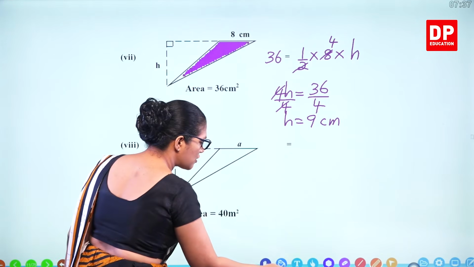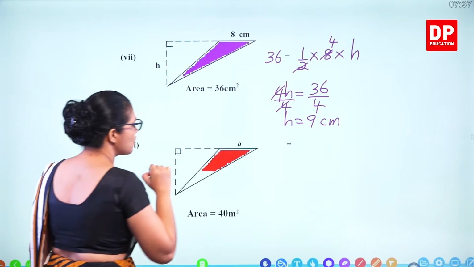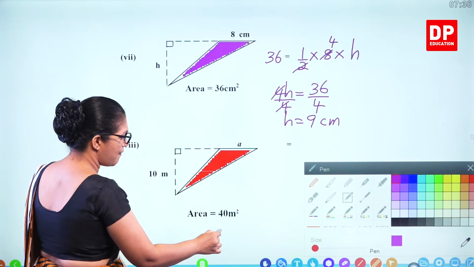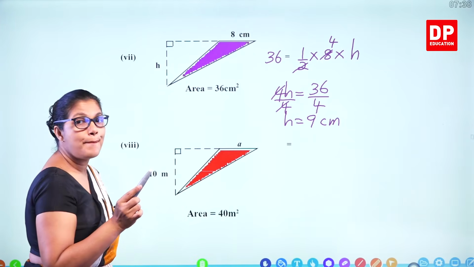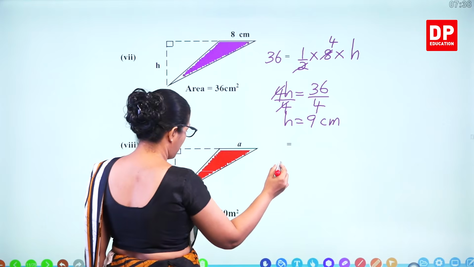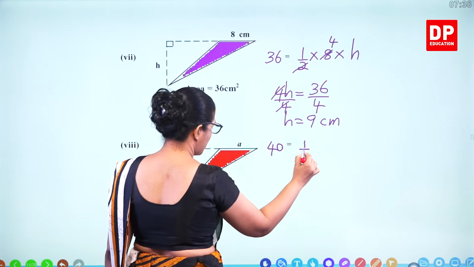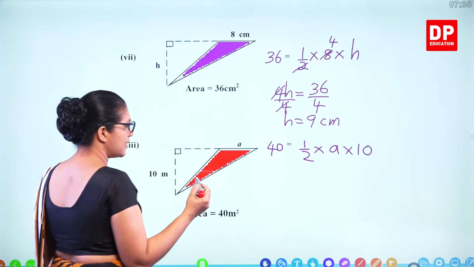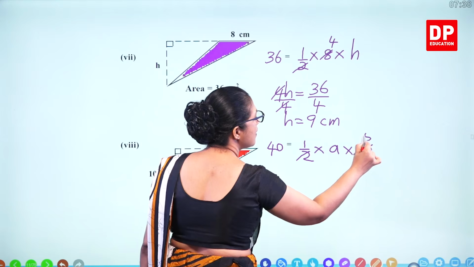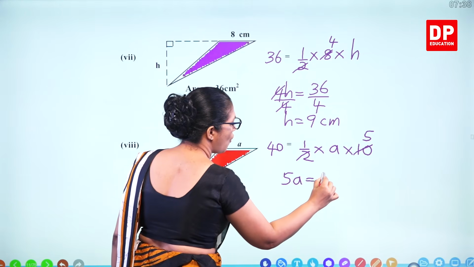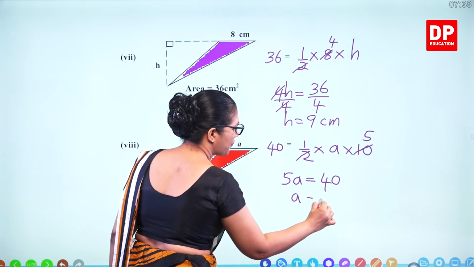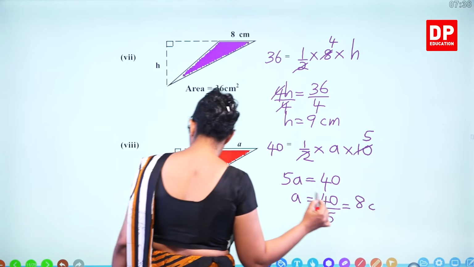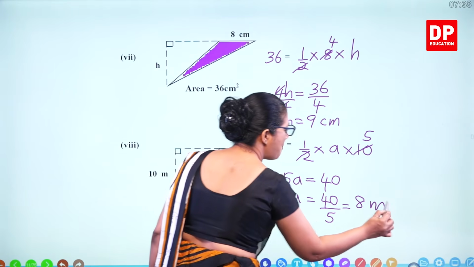Now find the area of this one. This is also obtuse angle triangle. You need to find out the area of this part. So how we find out the area? Area is given. You need to find out the base length. So 40 is equal to half times. Base length is a and the perpendicular height is 10. So 2 times 5. 5a equals 40. So what's a? 40 divided by 5. 8 meters.